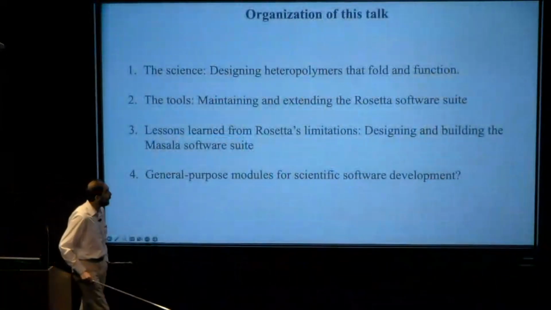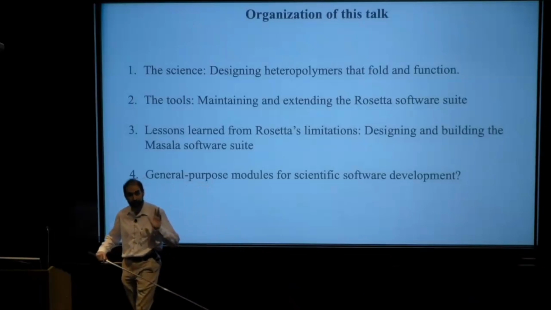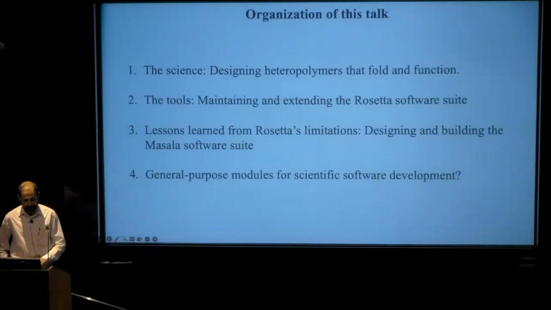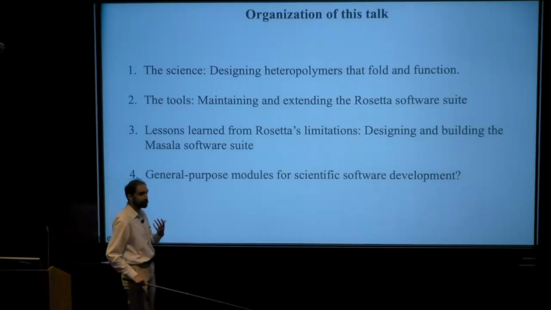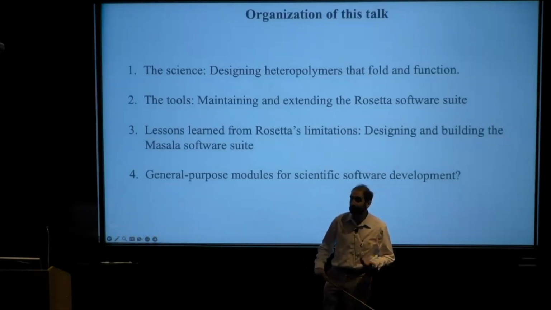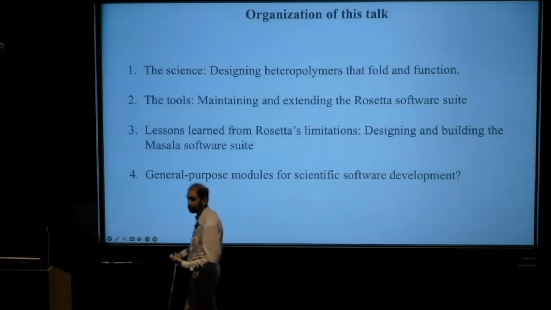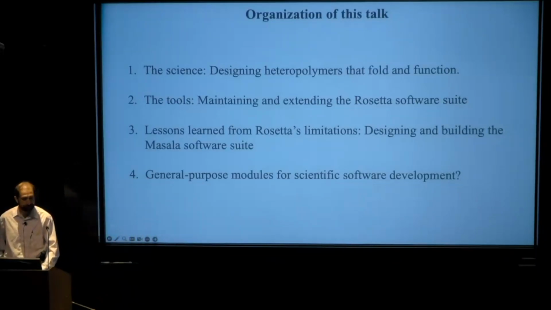In this talk, I'm going to spend about the first third of the talk just talking about the science we do, no software engineering, just to motivate the rest of the talk. And then I'll tell you about the current tools we use, Rosetta, and how we've extended them over the years. And then about a new project that I've been working on called Masala, which is intended to be a successor to Rosetta that addresses some of the problems that we have with it. And I've got one slide at the end about whether there might be certain problems that we're solving for biomolecular modeling that are general problems in scientific software engineering that we might be able to carry over to other projects.